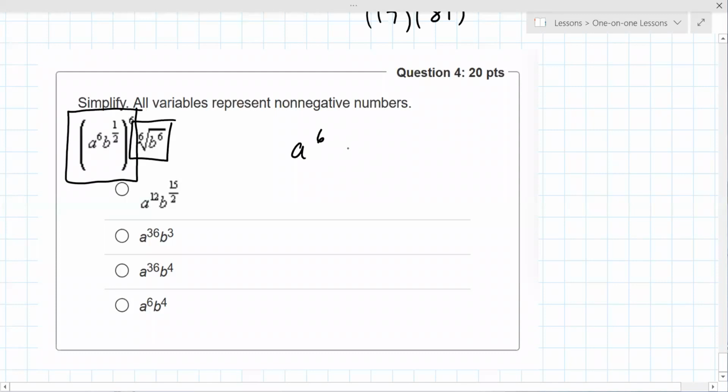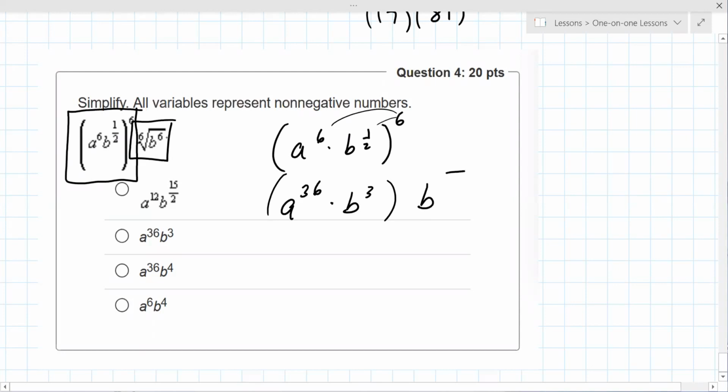You got a to the 6th, b to the 1/2, all to the power of 6. What does this exponent on the outside apply to? Multiplying. Both of these, right? Yes. So that's a to the 36 times b to the 3rd. Is there another way to rewrite what's in the box on the right here? There is. The fraction. So this number on the inside goes to the top. This number on the outside goes to the bottom. What is 6 divided by 6? 1. So this is b to the 1, a to the 36 times b cubed, a to the 36 times b to the 4th power.